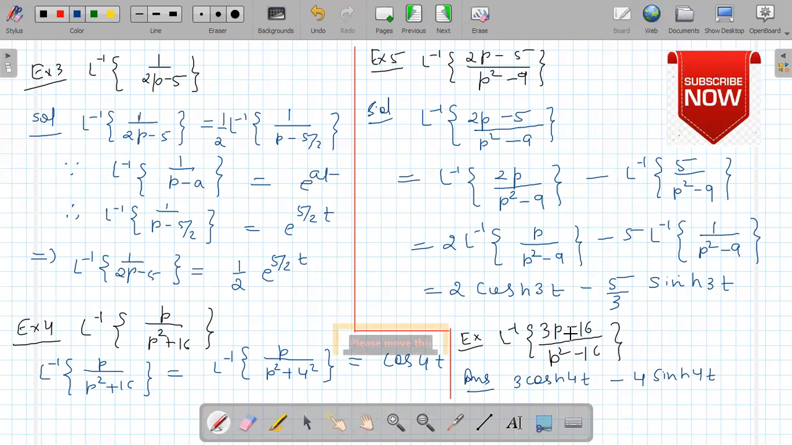I hope you understand the lecture of finding the inverse Laplace transform. These are the elementary methods of finding the inverse Laplace transform of any function of p. Some more advanced methods we'll see in the next video lecture.